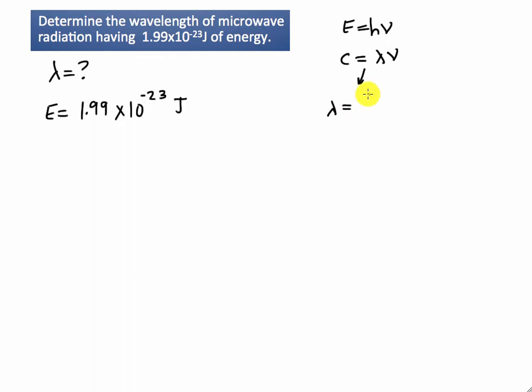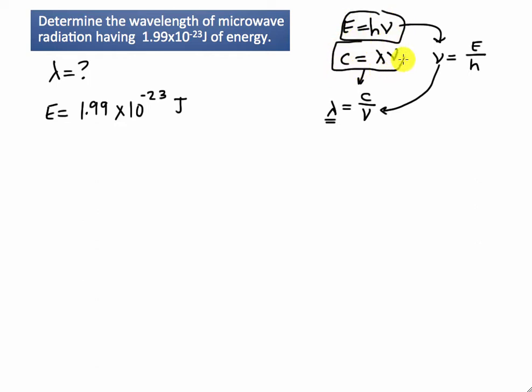Well, wavelength is equal to the speed of light over the frequency. So I need to know frequency. Well, if I know the energy, I can solve this equation for frequency, right? And I can divide that by h, by Planck's constant, and I can take this frequency, plug it into here, and then I can solve for wavelength. That's the general idea. So I'm taking two equations and manipulating them and joining them together by solving for the common variable between the two.